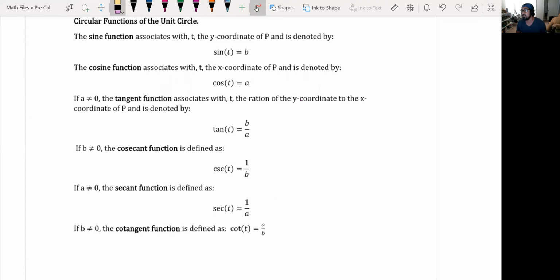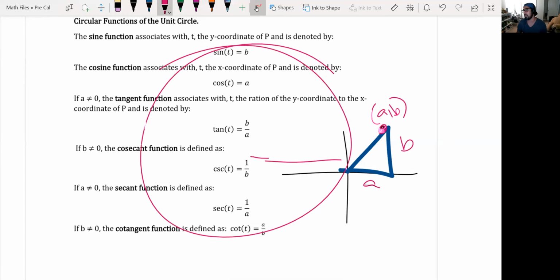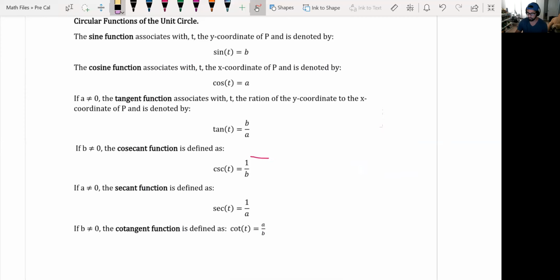You could even say it didn't even need to be a rotation on the unit circle. We could have just said, all right, here's my unit circle, here is my triangle, and our point here is AB, where this would be A, that would be B, and you could still find all of these ratios based on that. Once again, nothing new, just reiterating everything. Because in math, repetition is key.